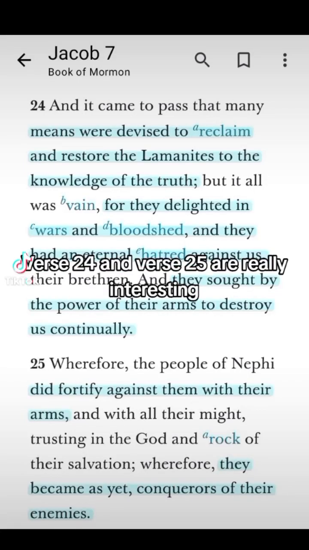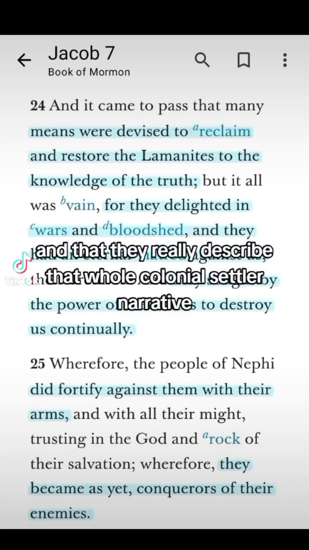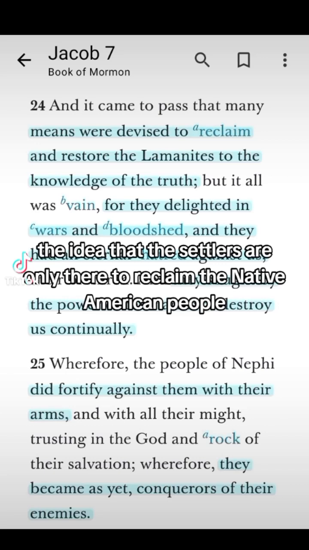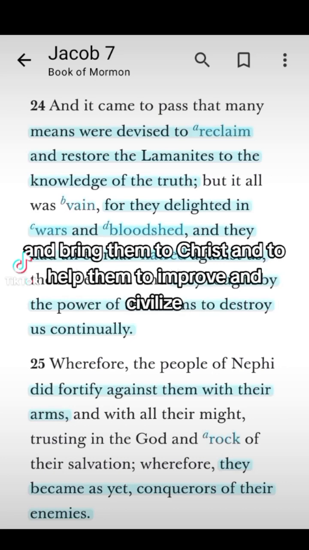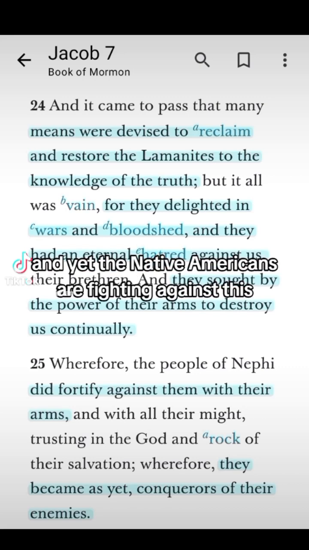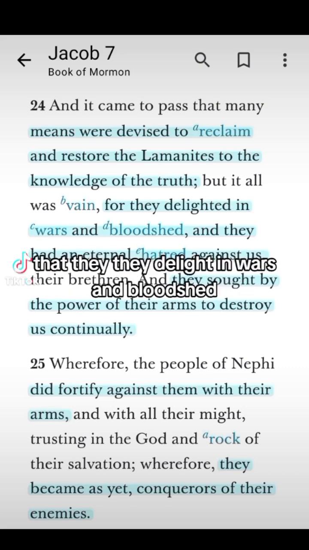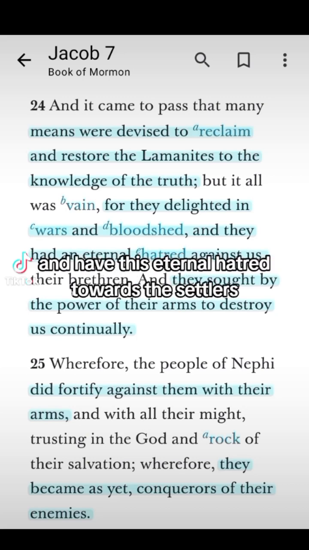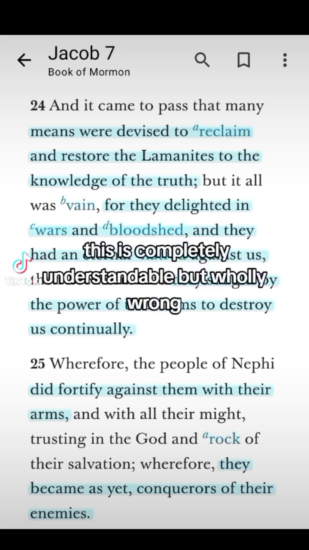Verse 24 and verse 25 are really interesting in that they really describe that whole colonial settler narrative, the idea that the settlers are only there to reclaim the Native American people and bring them to Christ and to help them to improve and civilize, and yet the Native Americans are fighting against this, that they delight in wars and bloodshed and have this eternal hatred towards the settlers. This is completely understandable, but wholly wrong.